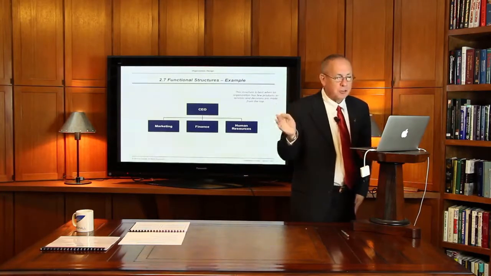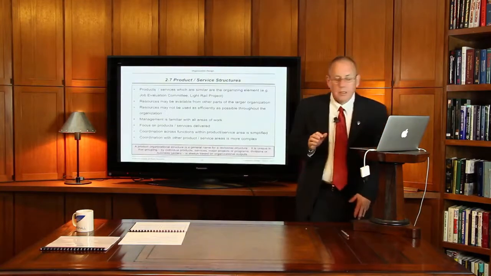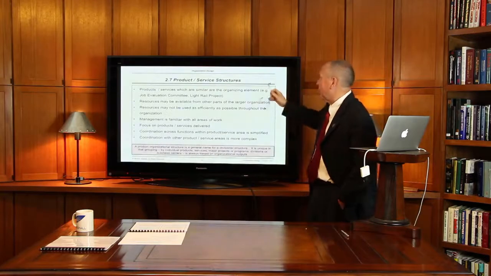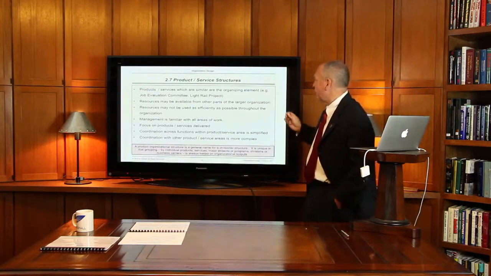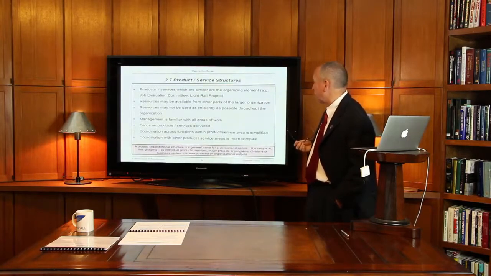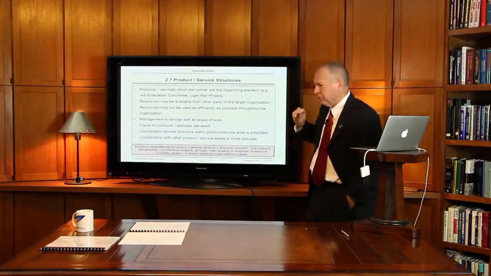Our next type of structure is product and service. This is different. We're not organized by engineering, etc. We may be organized in a different way, by projects. So resources and services that are similar to the organization are grouped together, like a job evaluation committee, a certain project, etc. The best way to look at this is that it's organized around a specific product or service.